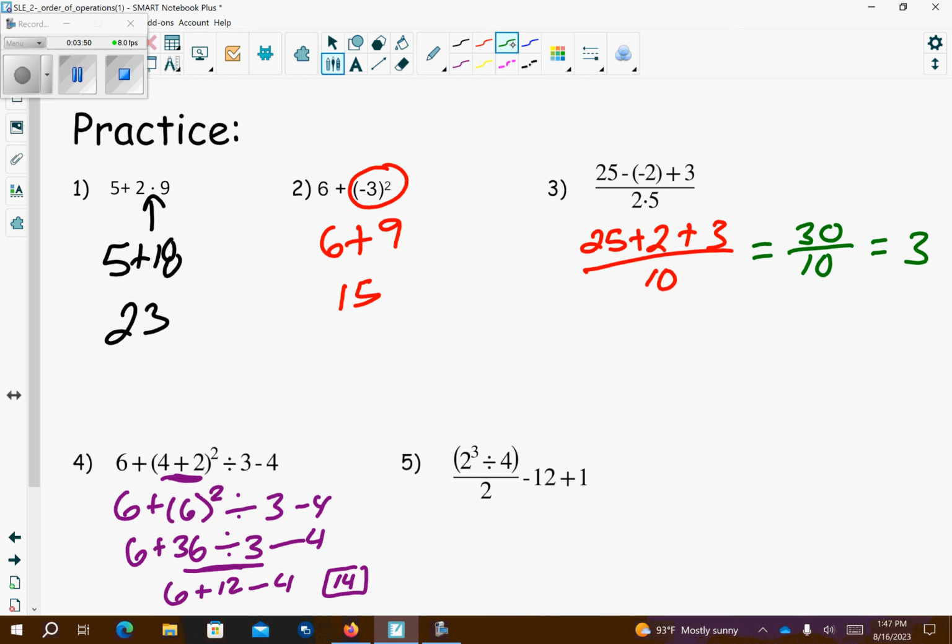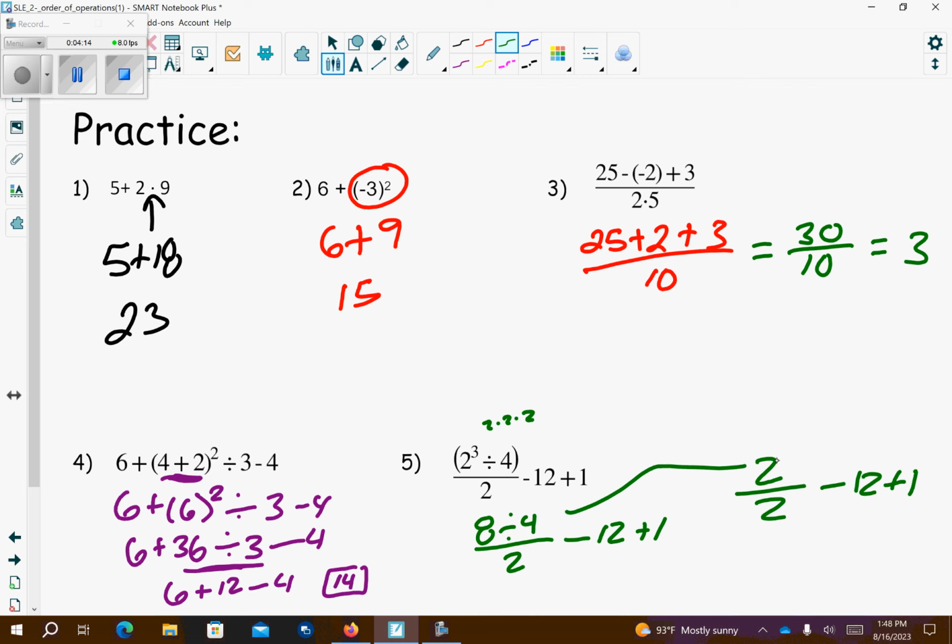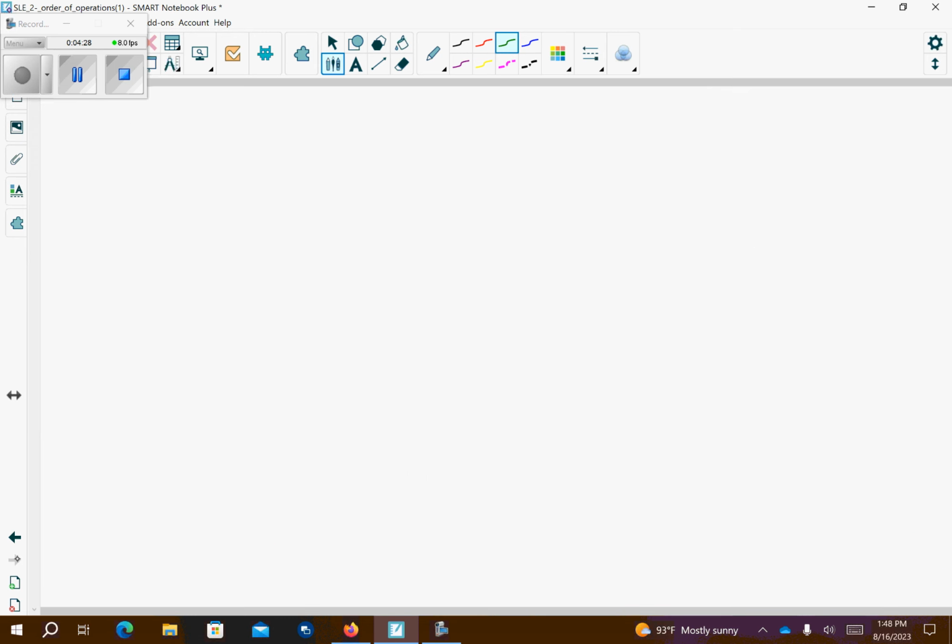Last example on the top part of this page. We're going to take care of this first. This is the same thing as 2 times 2 times 2. 2 times 2 is 4. 4 times 2 is 8. So this becomes an 8 on top. So I get 8 divided by 4 over 2 minus 12 plus 1. 8 divided by 4 is 2, and then I'll have 2 over 2, and then 12 plus 1. 2 over 2 is 1. 1 minus 12 plus 1. 1 minus 12 is negative 11. Plus 1 is going to give me negative 10. So watch your order of operations. Do it slowly.